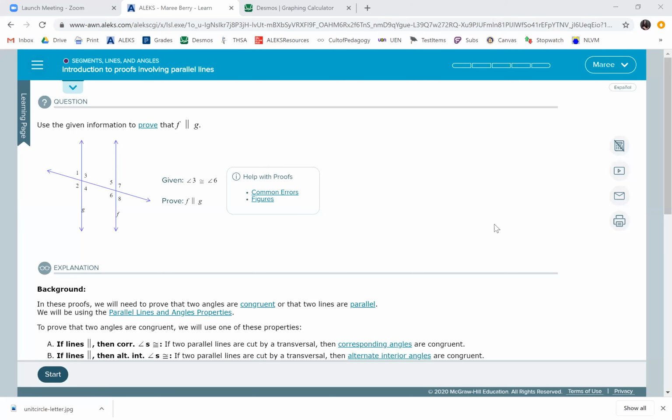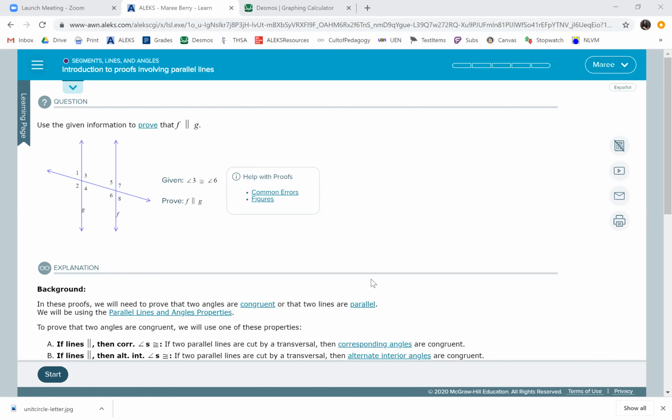In this topic, we get to start talking about proofs and proving that lines are parallel. First of all, if you can show that corresponding angles are congruent, or alternate interior or alternate exterior angles are congruent, then the lines will be parallel.